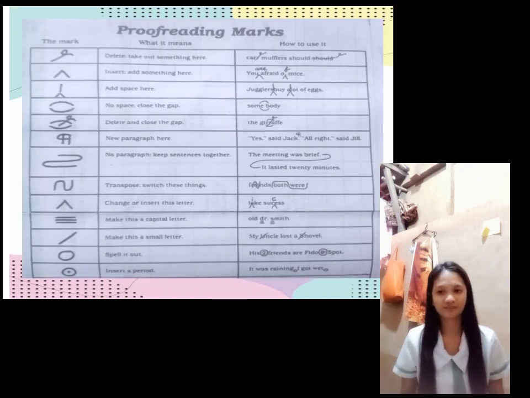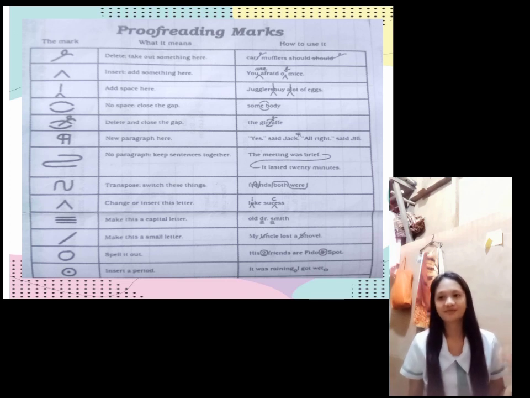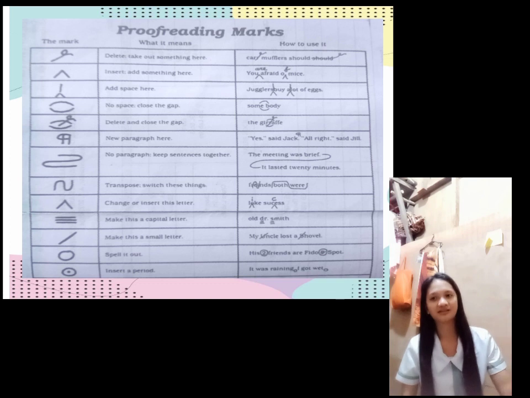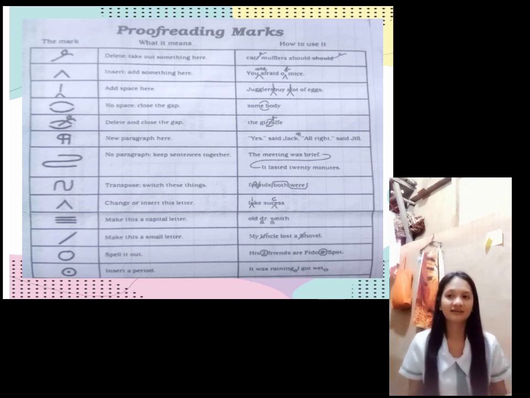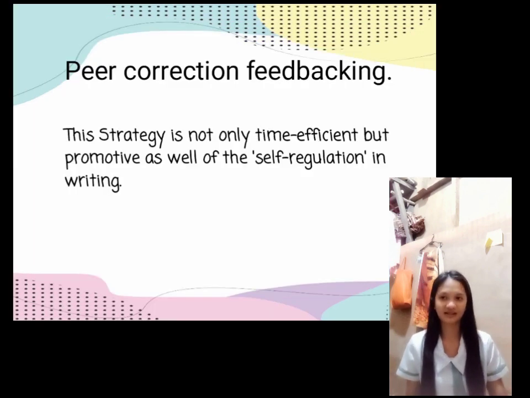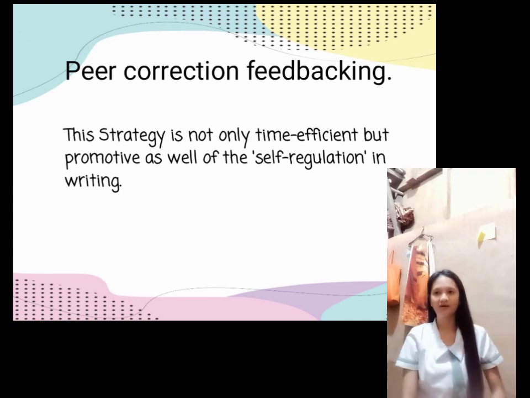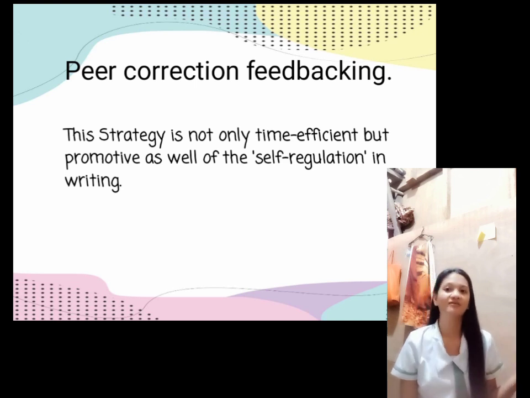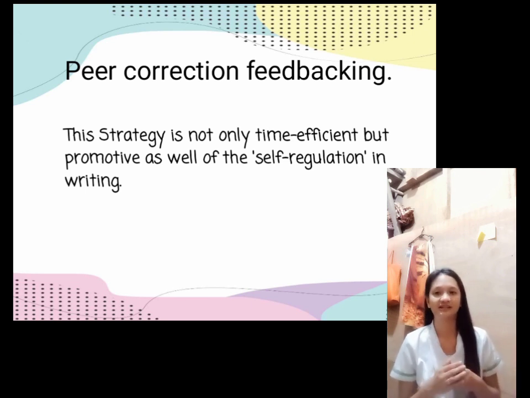You may also introduce providing symbols for advanced learners, especially for our students. So these providing marks are also an example of correcting. Just like, for example, this kind of marks. Next, peer corrections or feedback. This strategy is not only time efficient but also promotive of self-regulation in writing.